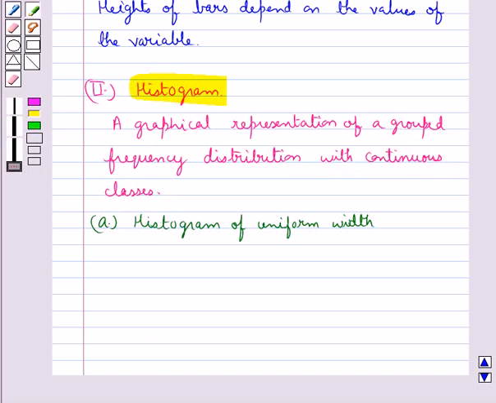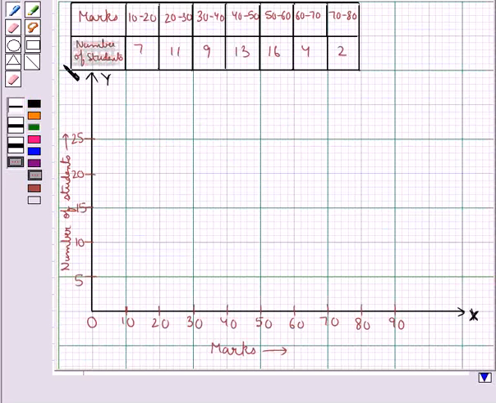Now let's see how we can draw a histogram of uniform width. Consider this data in which we are given the marks and the number of students. Now this is a grouped frequency distribution in which the classes that we are given are continuous. Let's represent this data by histogram. Histogram is basically like bar graph only, but the difference is that it is used for continuous class intervals.